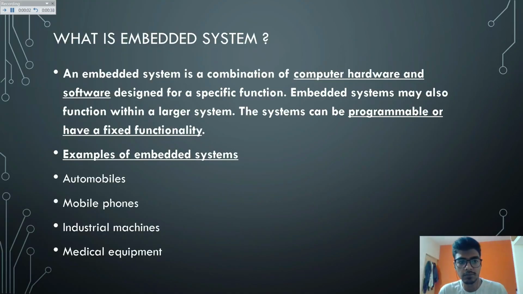What is an embedded system? An embedded system is a combination of computing hardware and software designed for a specific function. Embedded systems may also function with a larger system. The systems can be programmable or have a fixed functionality. Examples of embedded systems are automobiles, mobile phones, industrial machines, and medical equipment. And the boundary doesn't stop here. Mostly each and everything we use in our day-to-day life are embedded systems.